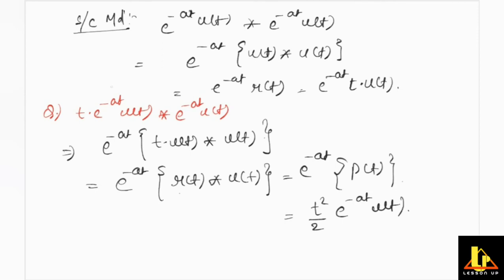What if I change this term e to power minus a, it can be minus b in terms of h of t. So what if this is e to power minus at u of t convolved with e to power minus bt u of t. Okay.